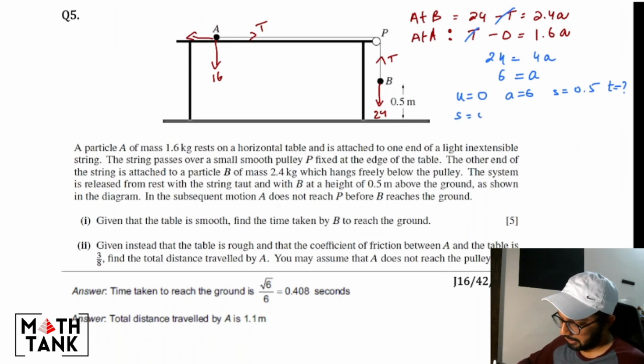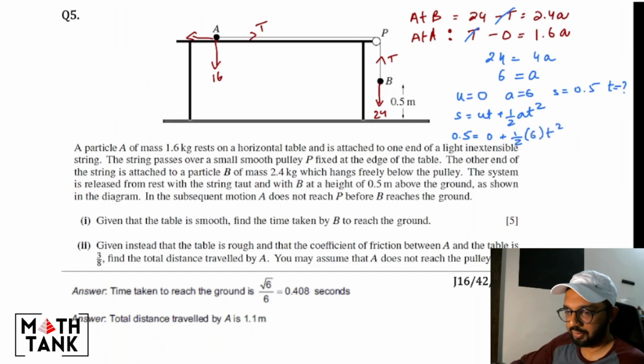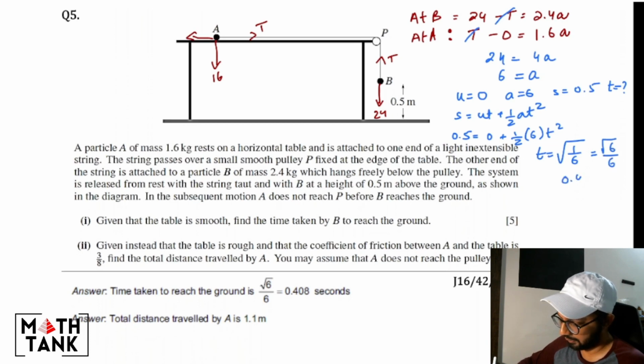I'm going to use s equals ut plus half at squared. So 0.5 equals 0 plus half times 6 times t squared. So 0.5 times 2 divided by 6 gives me 1/6. So t is root of 1/6, which is root 6 over 6, and I'm going to write that as it is. I can also write it in decimals, which is 0.408 seconds.